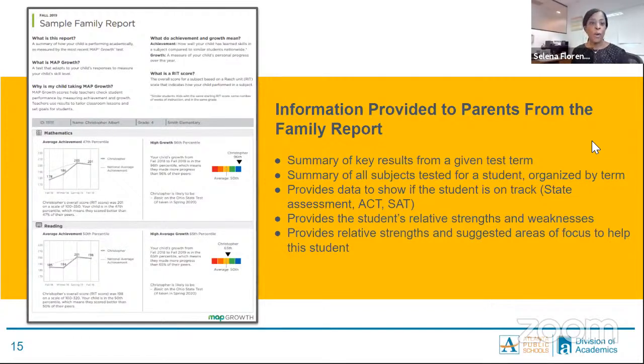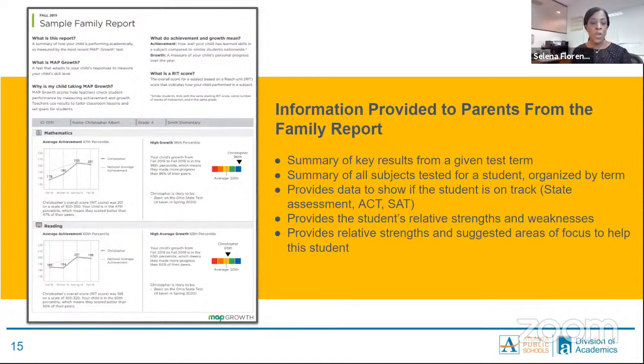So we completed our first MAP assessment September 20th. So you should have received at this point in time a family report. This is a sample family report that you see on the screen. At the top of the family report, you see several questions that are there to help you as a parent know and understand your child's scores. In the middle, you see a math section, and at the bottom, you see a reading section.